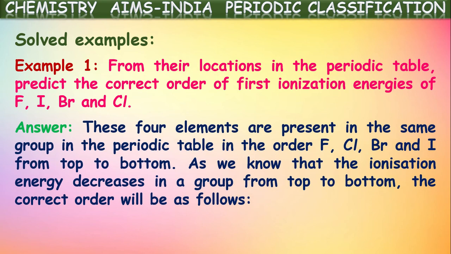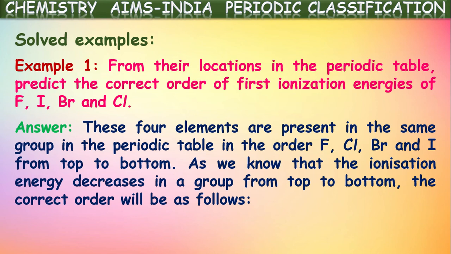Now let us see the answer. These four elements are present in the same group, that is the 7th A group. We know these elements are halogens, isn't it? So from top to bottom, they will be in the order fluorine, chlorine, bromine and iodine. So as we know, ionization energy in a group from top to bottom decreases because size increases.